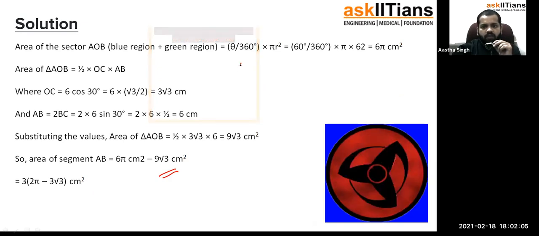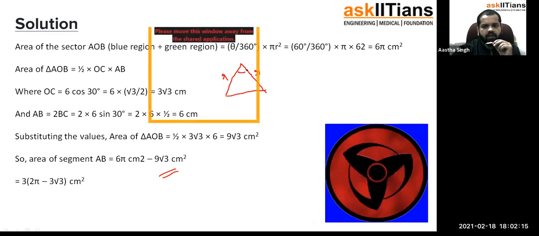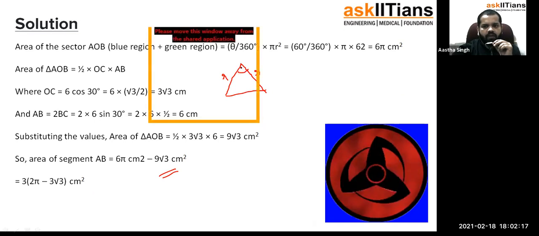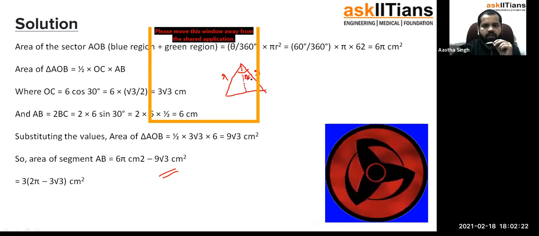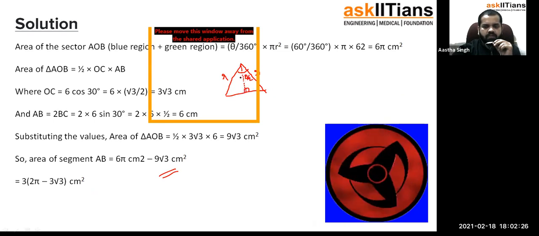Let me just remind you why the area of triangle is half r squared sin theta. Suppose this is your triangle, any triangle having radius r. So both radii will be r, and this angle is your theta. If I break this, it will be theta by 2, right? This will be a 90 degree angle. Why? Because it is an isosceles triangle.